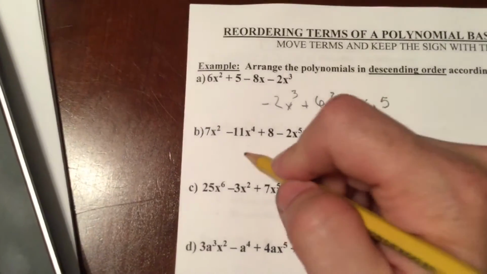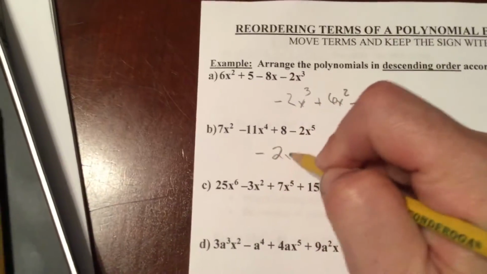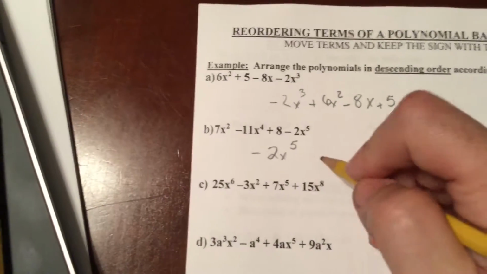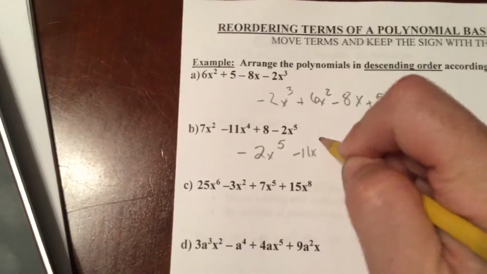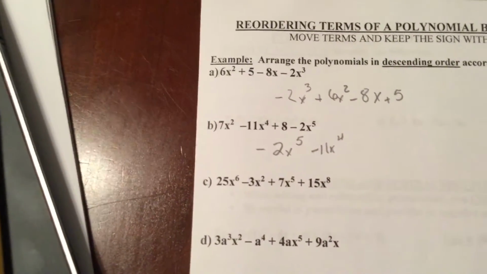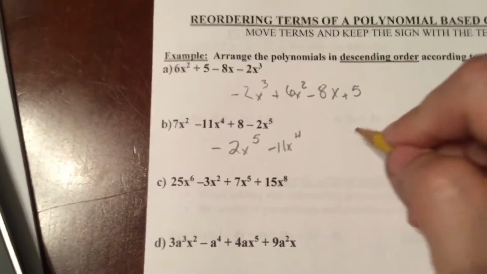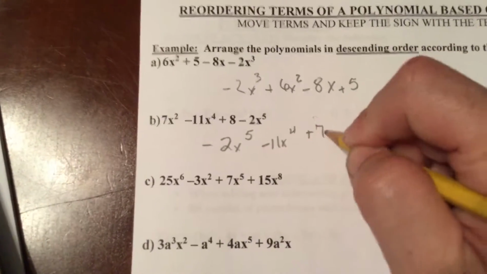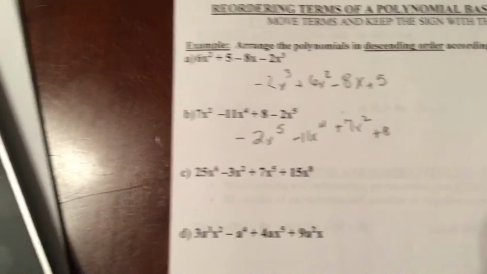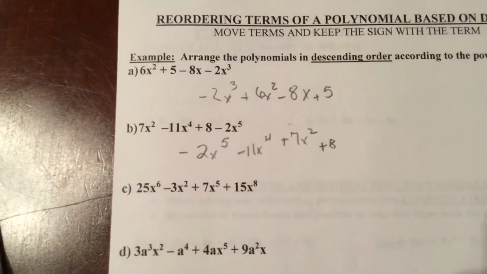The largest exponent that I have is 5. So negative 2x to the fifth would be the first term. Negative 11x to the fourth, since it's descending by one exponent. I don't have a cube term, but I do have a positive 7x squared, last followed by my positive 8. And that's how we do descending powers.